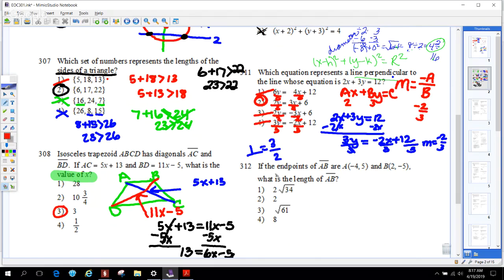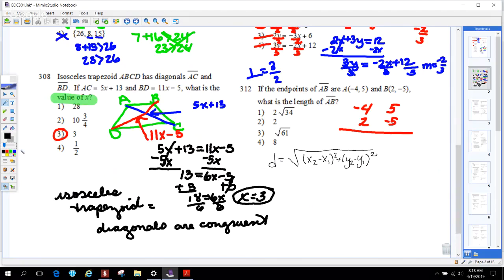Last question, then we'll brain break. If the endpoints of AB are these points, what is the length of AB? Is it really that easy? Hold on, what? Okay, so distance formula, -4, 5, 2, -5. Okay, actually, let me give you the full distance formula for those people who like formulas. The official distance formula is on the formula sheet. It's x2 minus x1 squared plus y2 minus y1 squared. And that is on the formula sheet. So you can do it that way. I'm going to continue doing it this way.